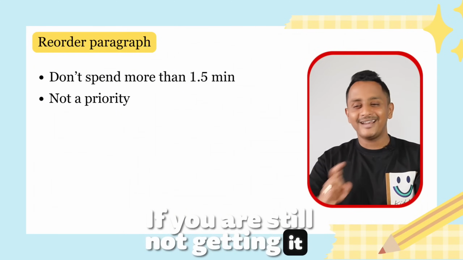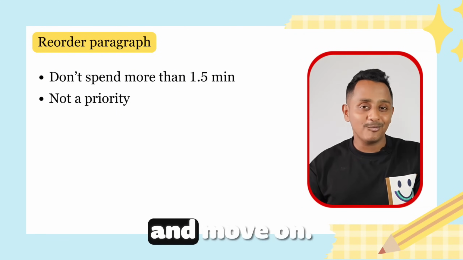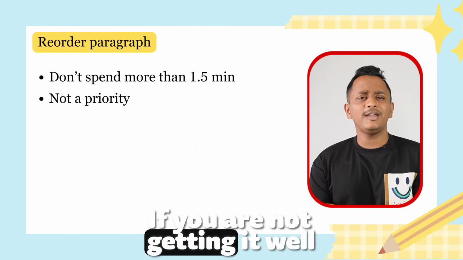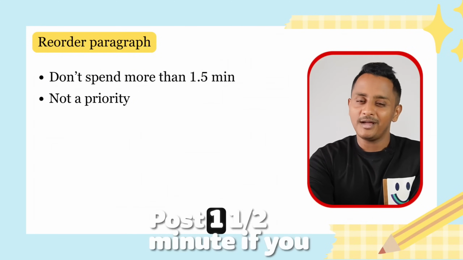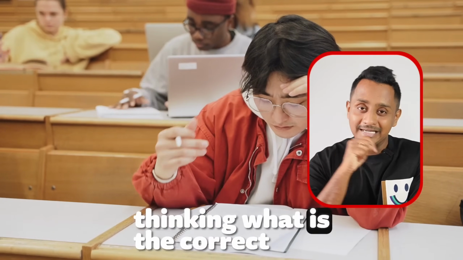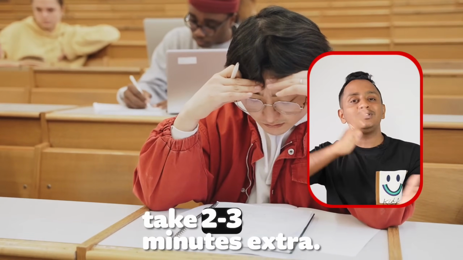If you're still not getting it, randomly jumble up one answer and move on. If you're getting it, well and good. If you're not getting it, well and good. Quickly move on to the next question after 1.5 minutes. Post 1.5 minutes, if you're still thinking what is the correct answer, let me interchange and take 2-3 minutes extra.